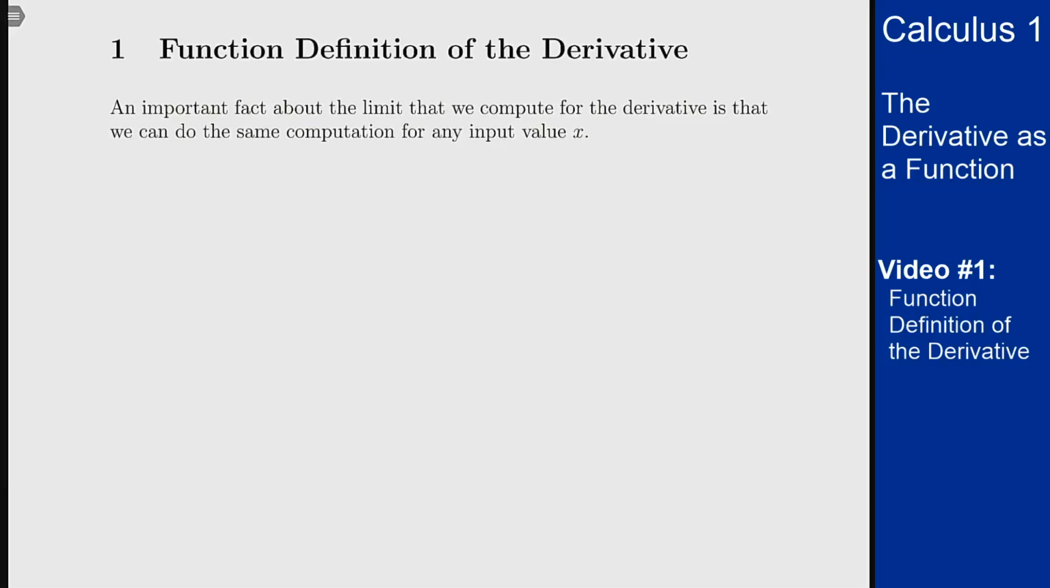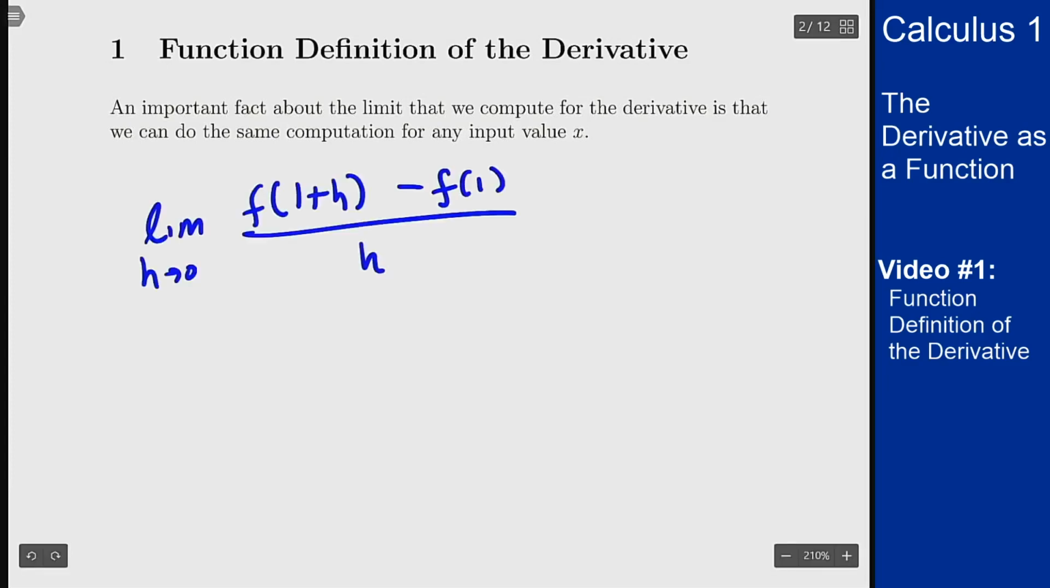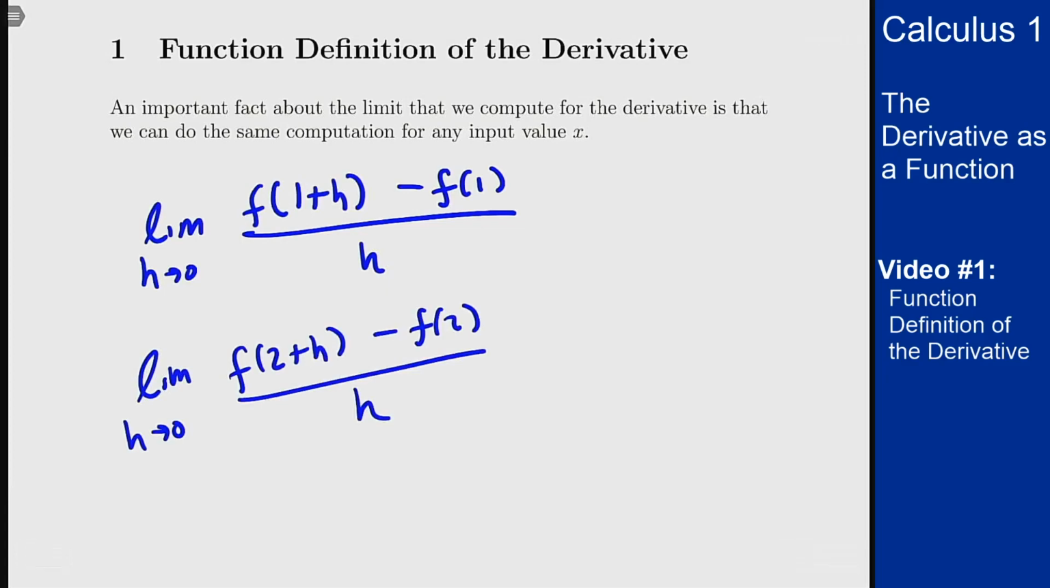In this video, we'll talk about how we can look at the derivative not just about a single point, but as a function for any value of x. An important fact about the limit we use for the derivative is that we can do the same value for any x. So we don't have to just find this limit at 1, and if we wanted it at 2, find it separately at 2. What we can really do is combine all of these together and just find it for some input value of x, and then plug in our x later on.